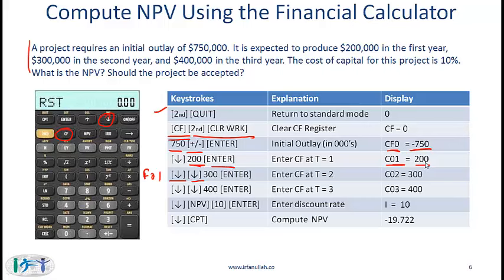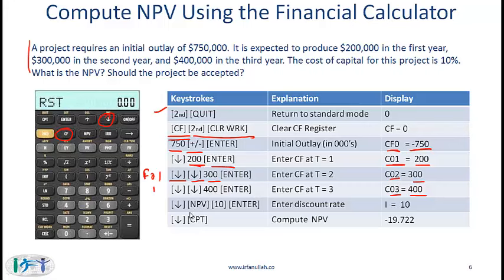If the cash flow of 200 happened over 4 periods, then you could specify a frequency of 4, but here it's only happening once, so we can simply accept the F01 frequency of 1 and move on. We then specify 300. This is saying that the cash flow at time 2 is 300, cash flow at time 3 is 400.